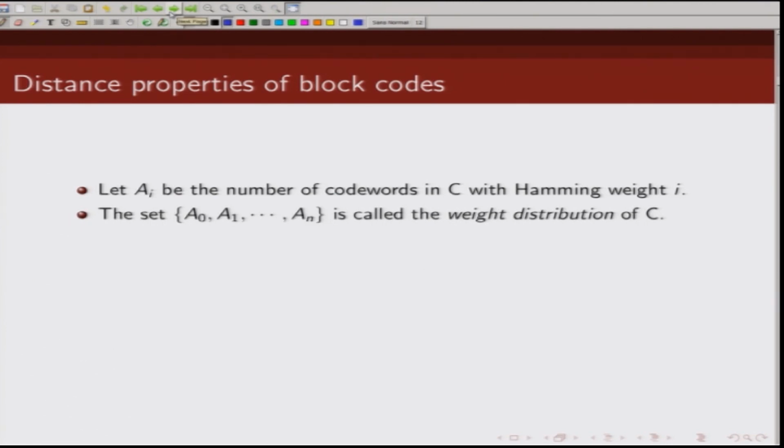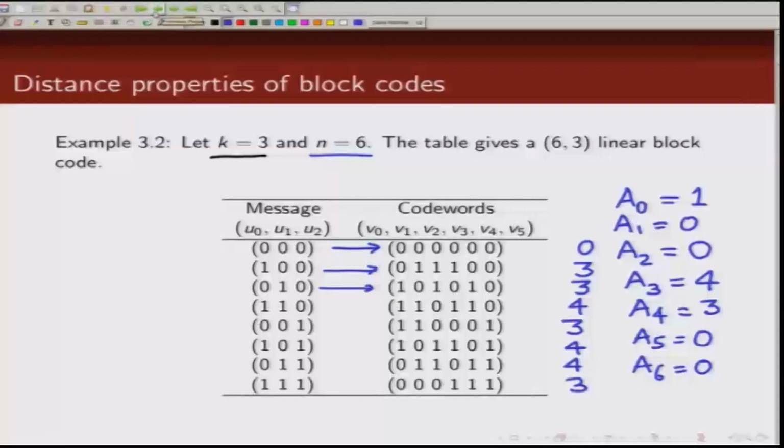Now, this set, which describes how many code words we have of a particular weight, is known as the weight distribution of a linear block code C. So, for this block code, the weight distribution is given by this. This completely specifies the weight distribution of this particular (6,3) linear block code.